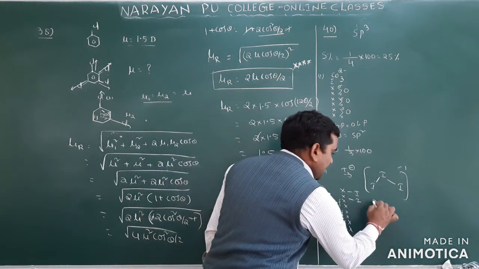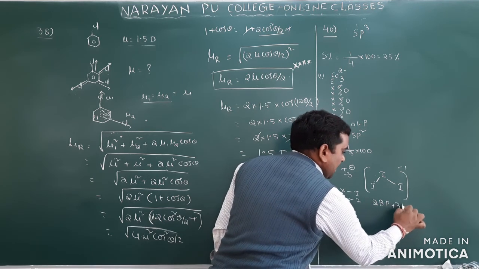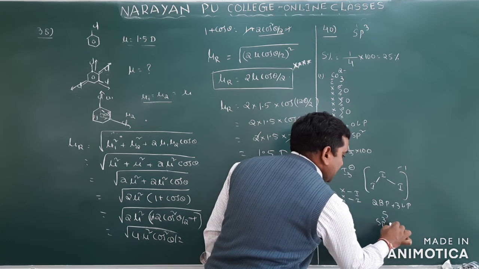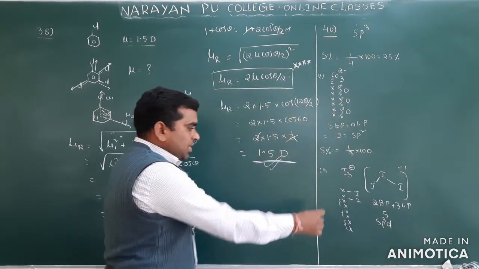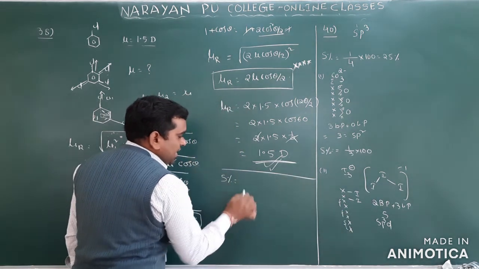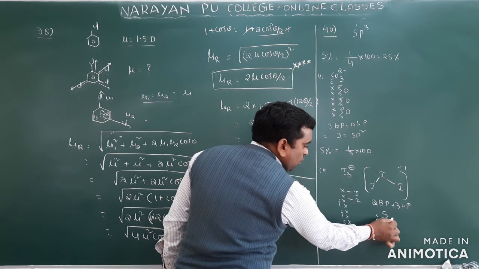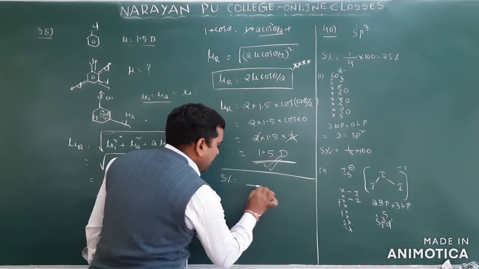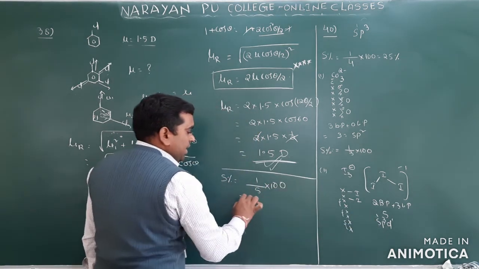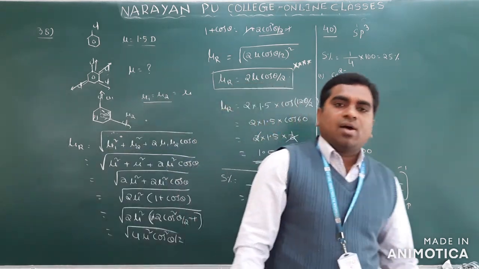How many bond pairs are there? 2 bond pairs. And how many lone pairs are there? 3 lone pairs. Totally how much here? 5. 5 means sp3d. What is the S character here? How to calculate the percentage of S character? Total how many orbitals are there? 1, 2, 3, 4, 5. 5 orbitals in total. Divided by 5. How many S orbitals? 1 into 100. Then calculate the percentage. 20% S character. Like that you have to calculate.